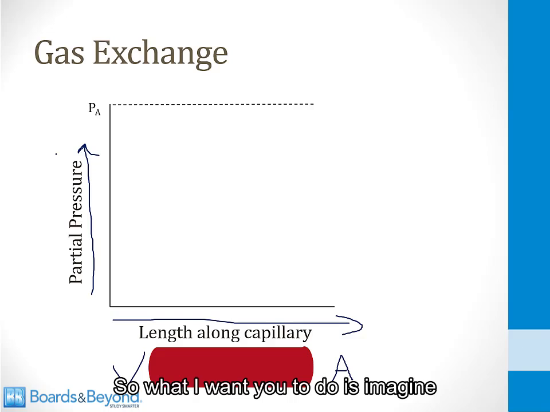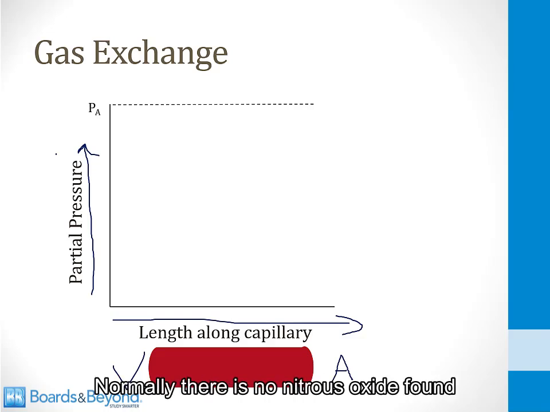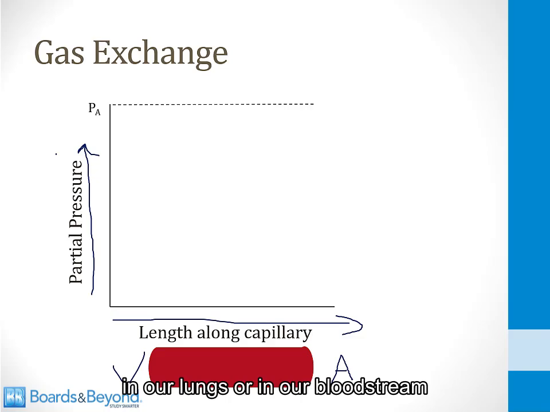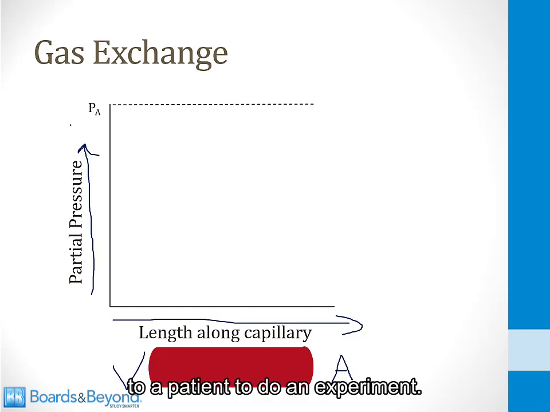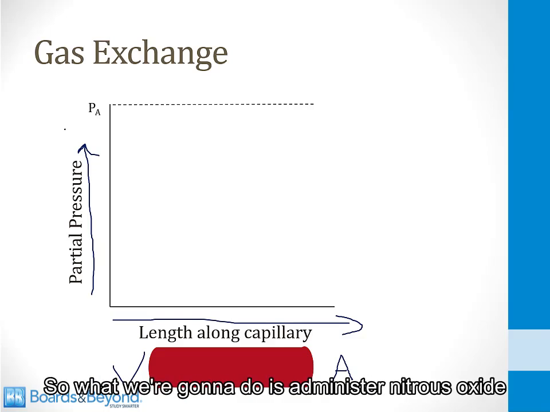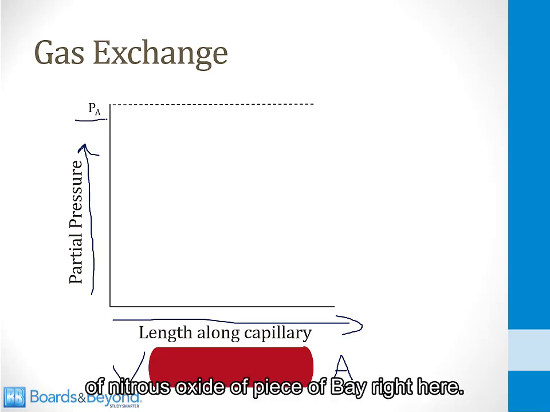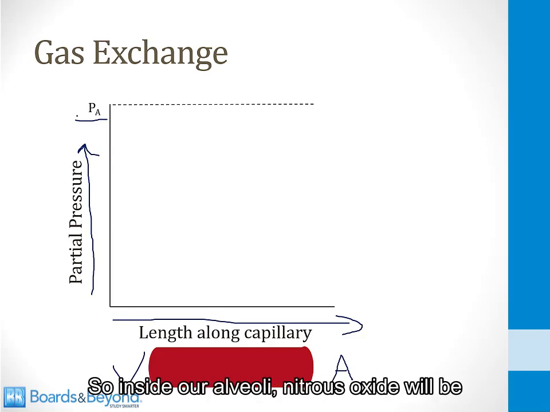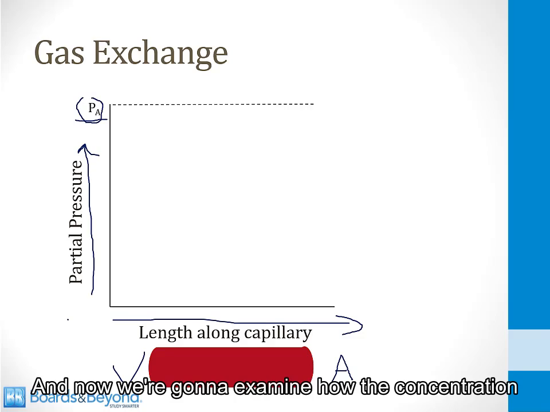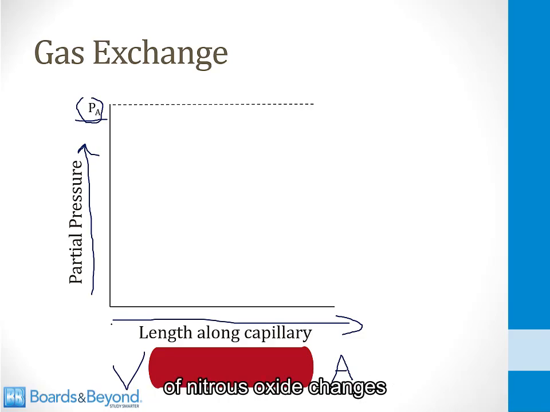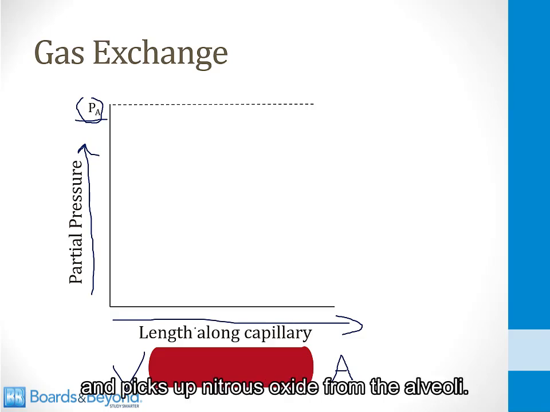So what I want you to do is imagine that we administer nitrous oxide to a patient. Normally there's no nitrous oxide found in our lungs or in our bloodstream, but we're going to administer nitrous oxide to a patient to do an experiment. So what we're going to do is administer nitrous oxide and establish an alveolar concentration of nitrous oxide of P sub A right here. So inside our alveoli, nitrous oxide will be at this concentration. And now we're going to examine how the concentration of nitrous oxide changes as blood flows along the pulmonary capillary and picks up nitrous oxide from the alveoli.